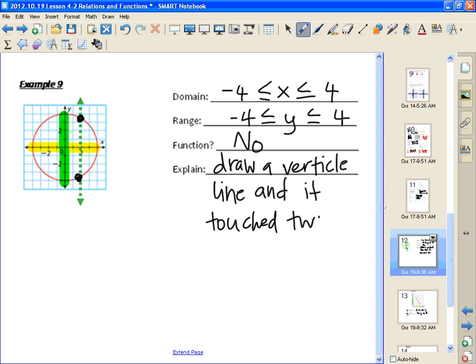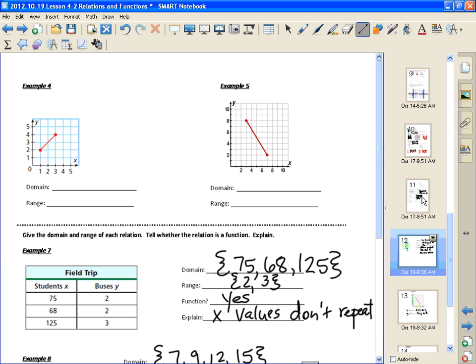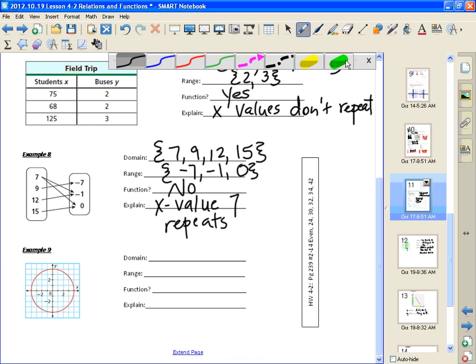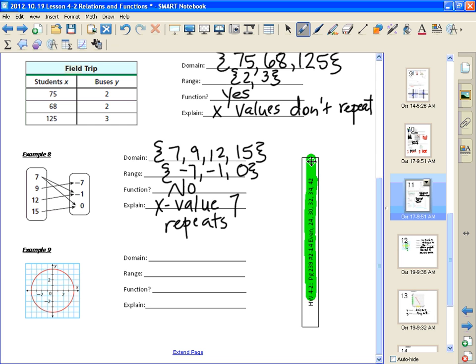Now, the homework is in a weird spot on your notes. It's sideways because I ran out of room. So the homework is listed right here in the notes.